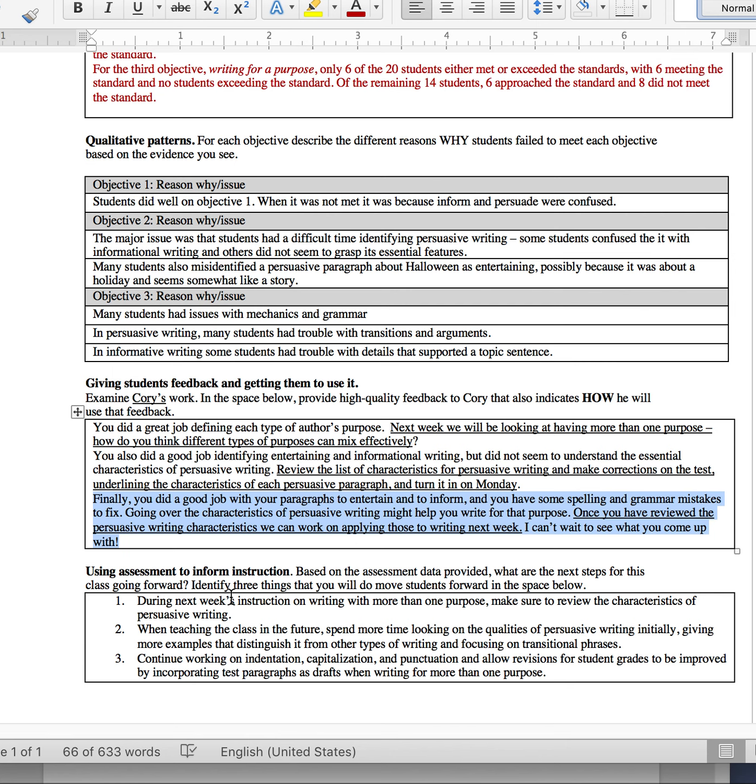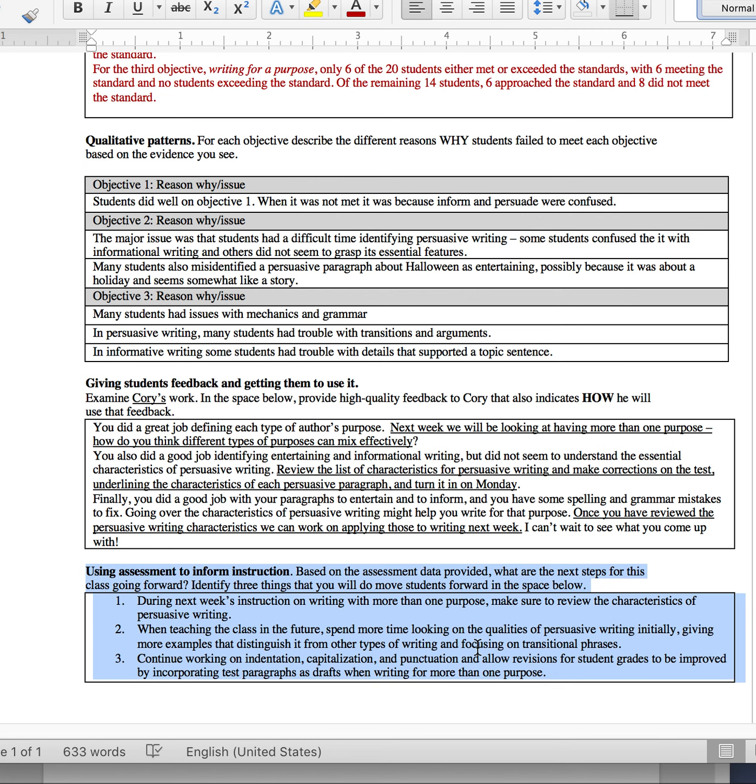So after he turns in the work for Objective 2, I'm hoping that he will have internalized or learned something about what makes persuasive writing, and then I'm going to use that as a springboard when we start writing with more than one purpose. And then I end with a nice note. I can't wait to see what you come up with. Again, trying to end all the feedback with a positive thing.